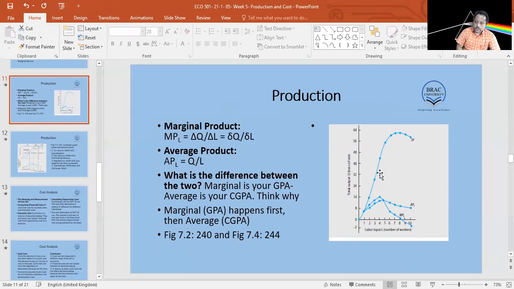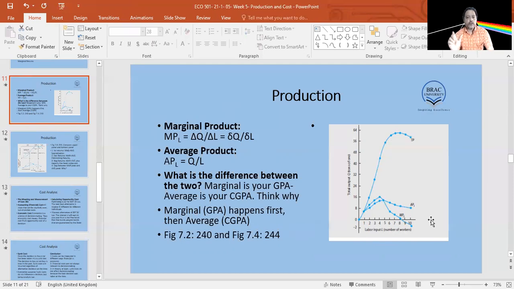So you see, this is the total product curve, the total output curve. This is the marginal product curve. This is the average product curve. All production functions by definition have to be an inverted U. Initially they are productive, slowly they become less productive. So whether we are talking about the total product curve, marginal product curve, or the average product curve, they are all inverted U's.